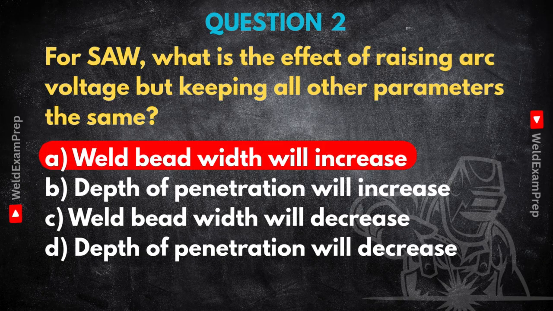Right. Now this is where it gets really interesting with submerged arc, because I think intuitively you might think more voltage, more power, deeper penetration, but here we're seeing a wider, often shallower bead. Why does that happen? What's the physics behind SAW behaving like that?